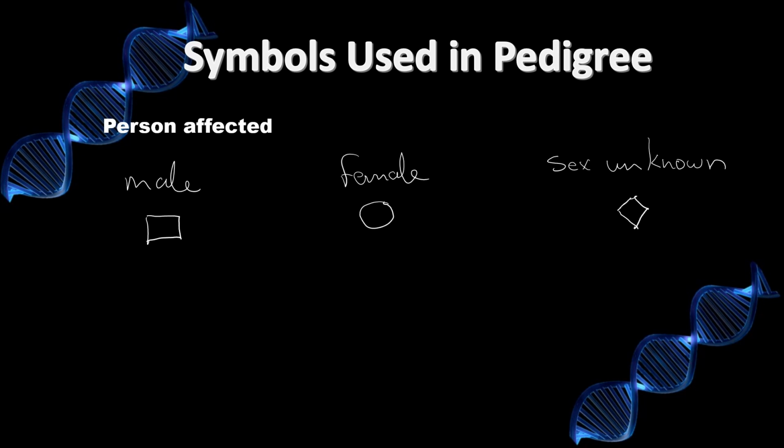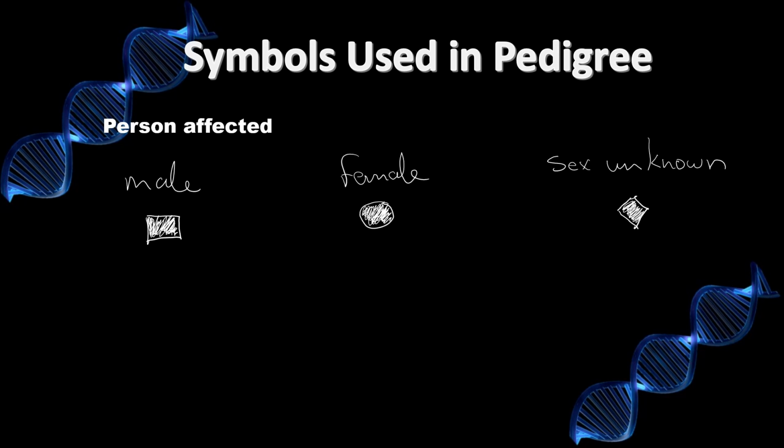It is a person who is affected. If a person is affected, the same patterns are used, but all will be colored. If an affected person is a male, then it is a colored square. If a person is a female who is affected, then it is a colored circle. And if the person's sex is unknown, then it is a colored diamond shape.